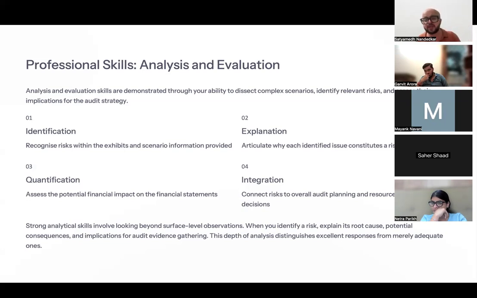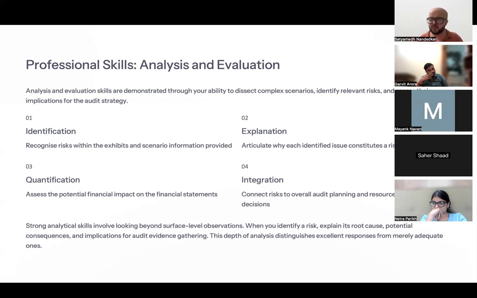Why do people lose marks? Because they write in a haphazard manner. पहले impact लिखेंगे, फिर risk identify कभी करेंगे, कभी नहीं करेंगे. They will not quantify, they will not link it to the overall scenario. First of all, identify the problem, then explain why that constitutes a risk. For example, increasing the useful life of the asset randomly, why is that a cause for risk? Please explain that. Make sure that you quantify.